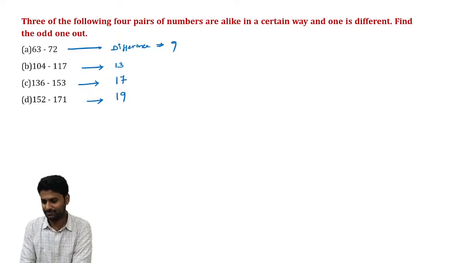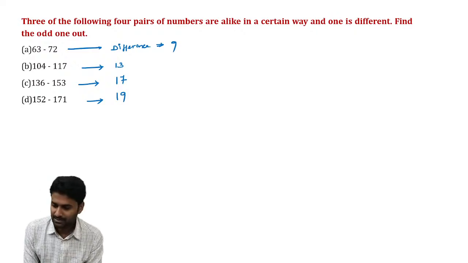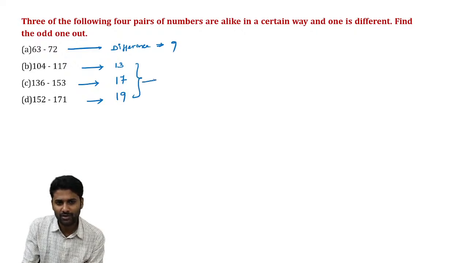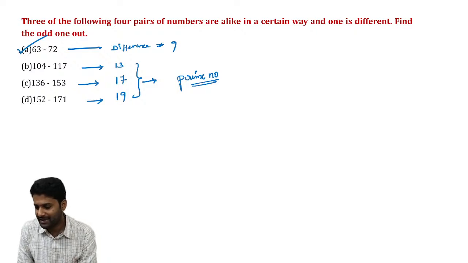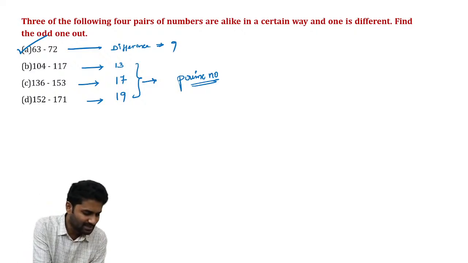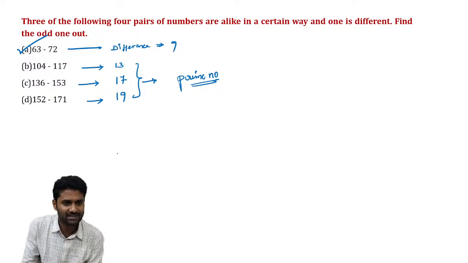63, 72. Now here the right one, see, if you observe B, C, D, all the differences are prime numbers. That is a similar thing you observe here. The difference is a prime number, but 9 is not a prime number. That's why A is the suitable answer. Otherwise, guys, you can go with the other one.